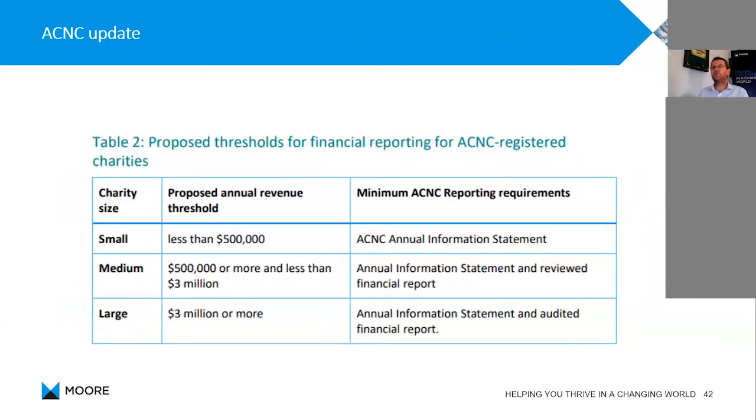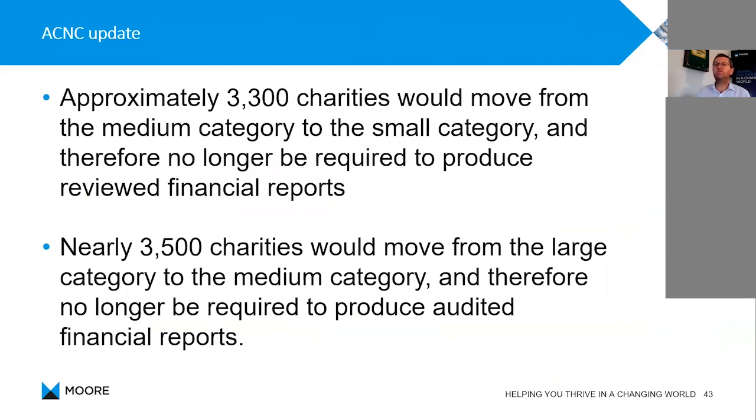The proposed new thresholds are to increase the small to $500,000. Medium will go from $500,000 to $3 million, and the large would be $3 million and over. So it doesn't change your reporting requirements, but it changes who's in, who's out. And there's approximately 3,300 charities who'd move from medium to small. Now they predict that that's going to save you in the order of $3,000 to $5,000 in regulatory costs.